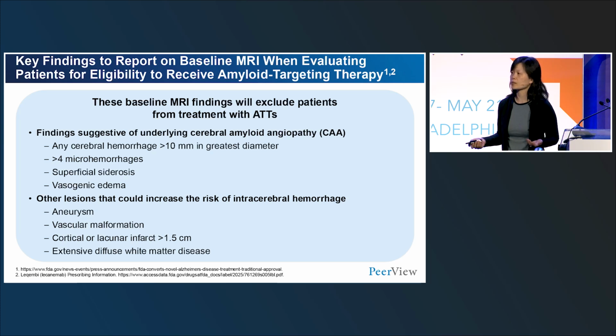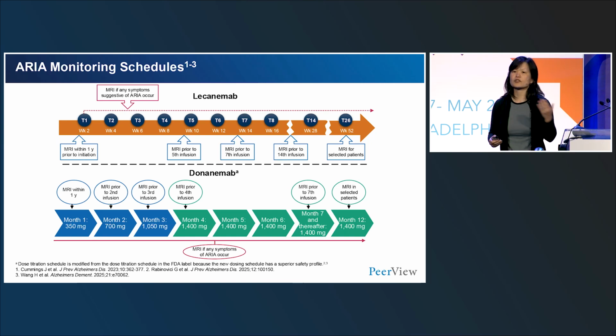So what are we looking for before putting these patients on therapy? Well, the key things are to report on anything that could exclude the patient from therapy. So essentially anything suggestive of CAA, so cerebral amyloid angiopathy, that's going to put them at higher risk of ARIA. So larger cerebral hemorrhages greater than 1 centimeter, more than 4 microhemorrhages. That's why it's really important to very carefully count the number of microhemorrhages on your baseline scans, superficial siderosis, vasogenic edema, and anything else that could increase the risk of hemorrhage, an aneurysm, vascular malformations, et cetera. And these should be in the report very clearly because the neurologist needs this to make sure the patient's appropriate for therapy.